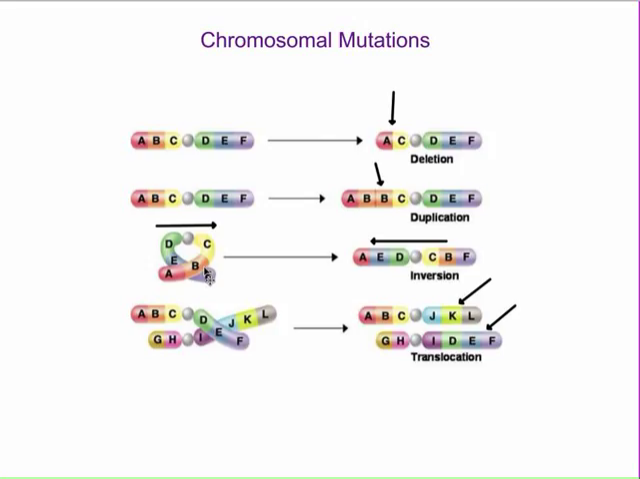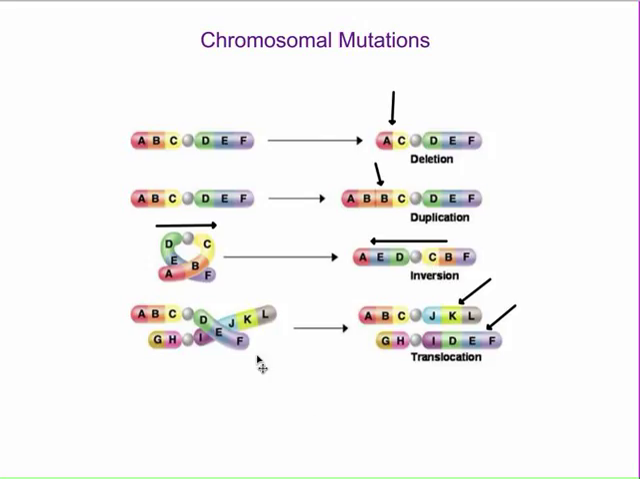In the third example, we have an inversion. So basically what has happened is part of the chromosome has flipped over. So if you look at the original A, B, C, D, E, F, and then you look at the mutated chromosome, you see that B, C, D, E are backwards. Inversion mutations aren't a big deal. The cell can still read the chromosome, can still read the DNA.